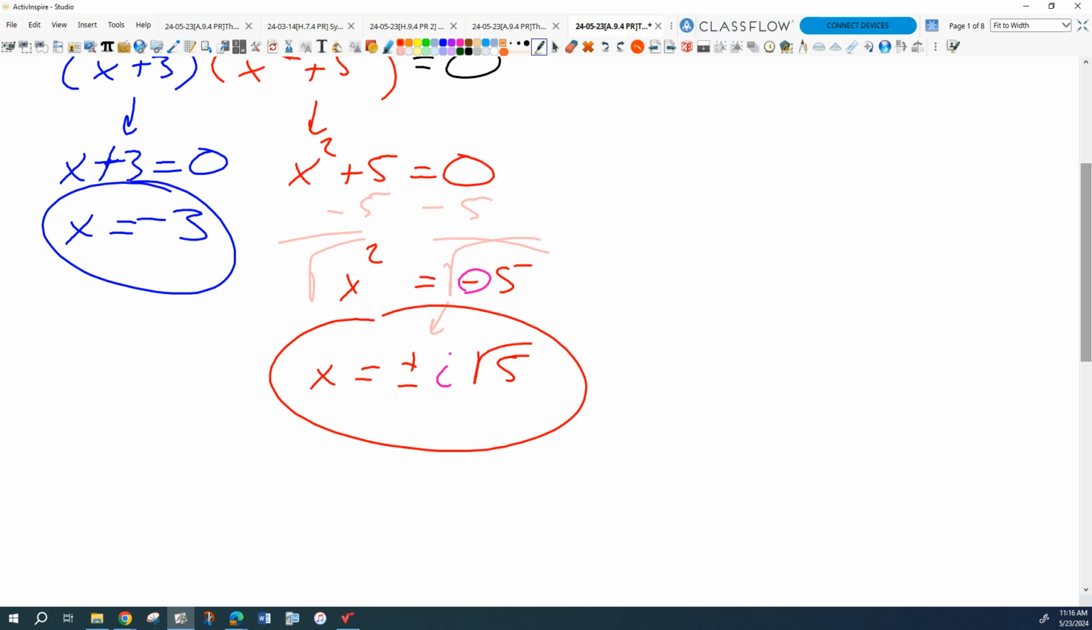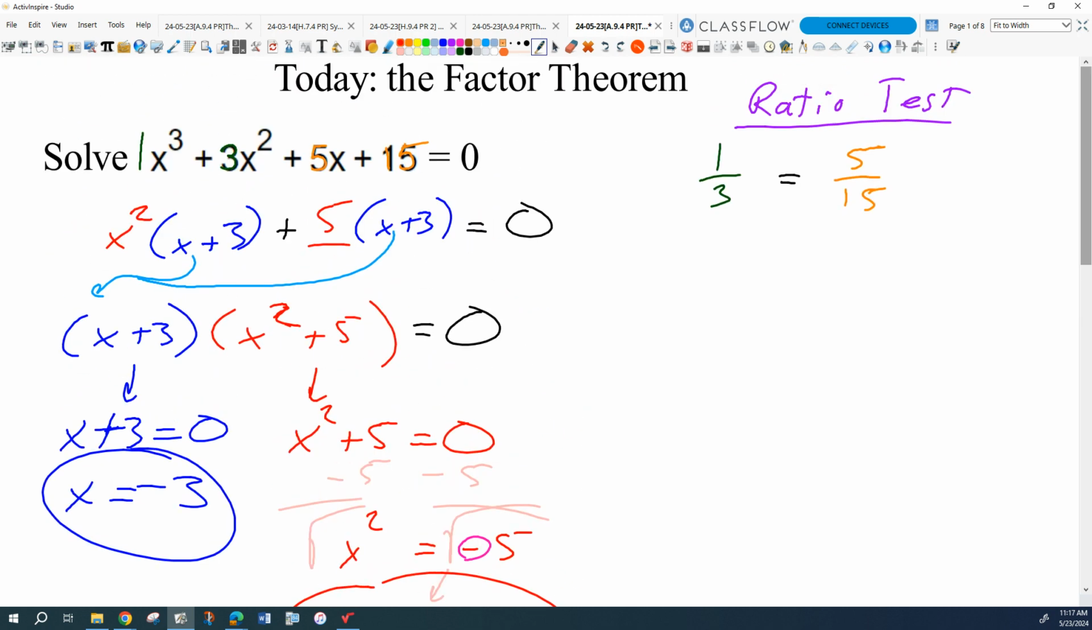Negative 3 was one. Positive i times the square root of 5 is another one. Negative i times the square root of 5 is the third one. We got them. Okay, good. All right, so then what happens?